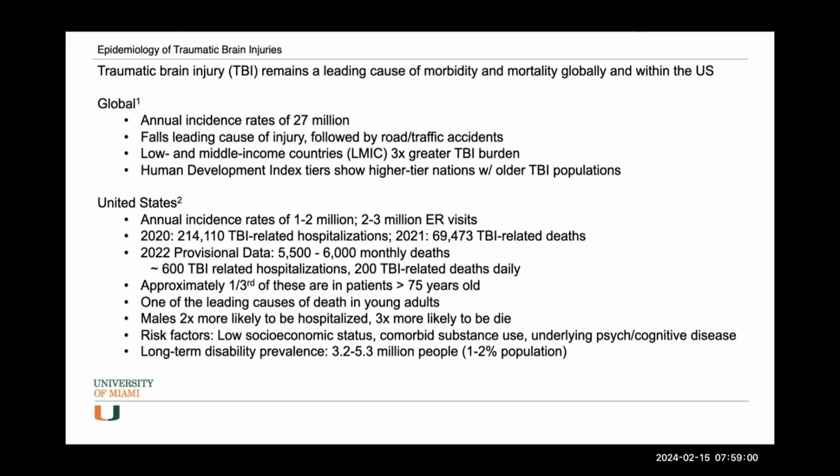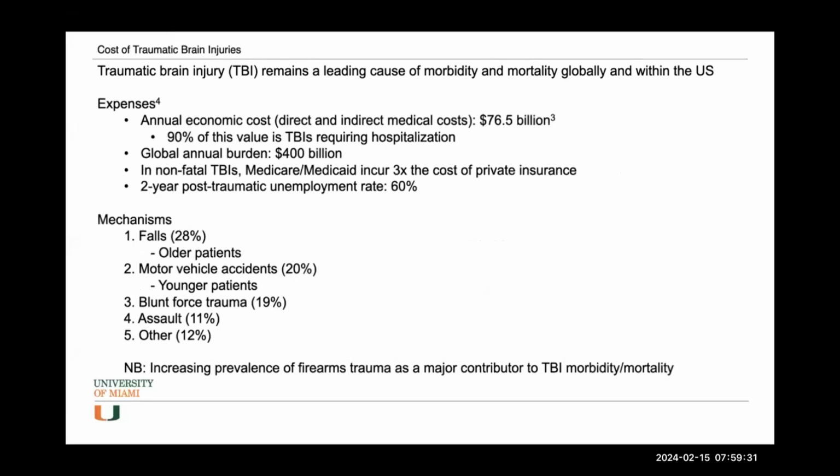In terms of the other demographic factors, males are more likely to suffer a TBI, as well as 3 times more likely to die. And comorbidities include polysubstance abuse, low socioeconomic status, and underlying psychiatric or cognitive disease that can contribute to one's TBI burden. Now, the more prevalent point, something I want to emphasize, is that there's a long-term disability prevalence with TBIs that oftentimes gets overlooked, which right now is about 3 to 5 million people, so 1 to 2% of the US population, who have disabilities related to TBIs.